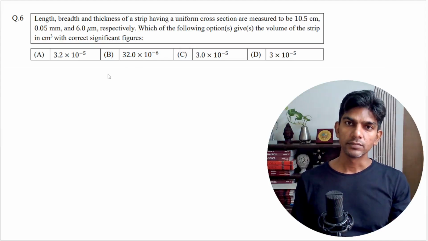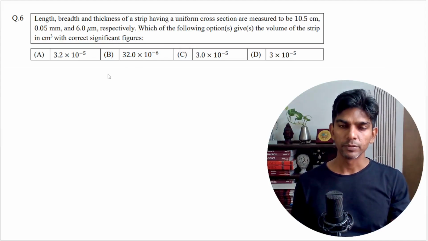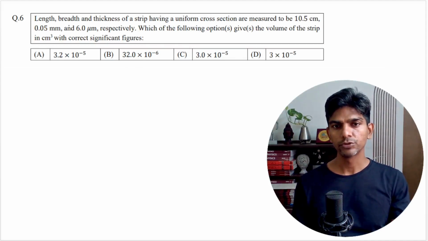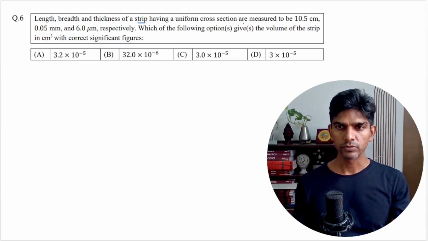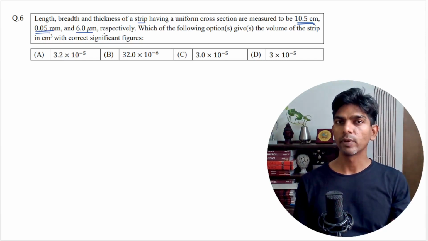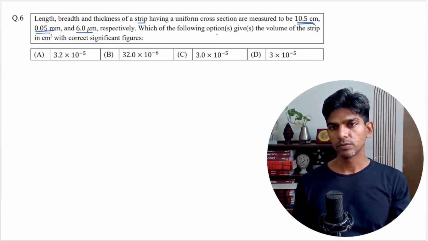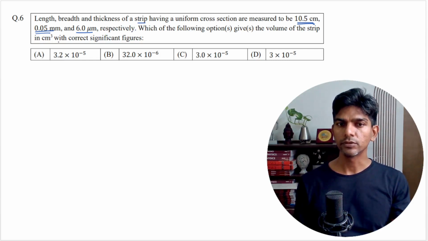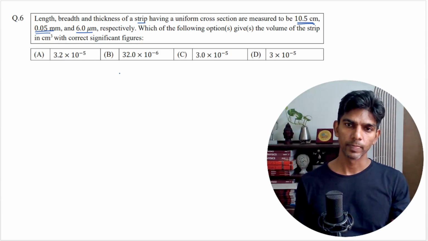This is question 6 of JEE Advanced 2025 paper 1. So let us read the question first. Length, breadth and thickness of a strip having a uniform cross section are measured to be 10.5 centimeter, 0.05 millimeter and 6 micrometer respectively. Which of the following options give the volume of the strip in centimeter cube with correct significant figures?